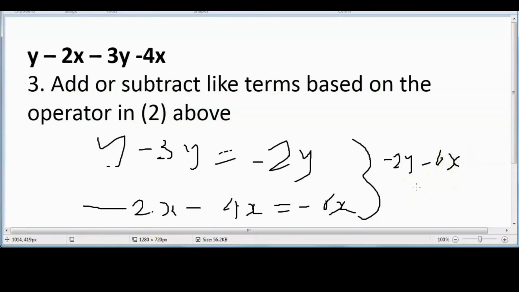We can only do as much. Minus 2y and minus 6x are not like terms. We just have to leave it like that.